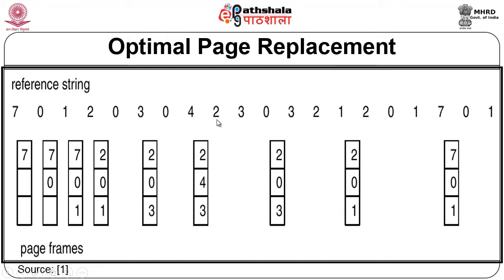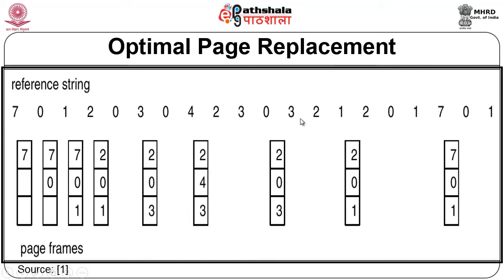And the next reference is to page 2, it is already present in main memory. To page 3 next, page 3 is also already present. Then you have 0. It is not present in the main memory. Also, there is no free frame here. So, you need to choose 1 among 2, 4 and 3. So, 3 will be used, then 2 will be used. And 4 is not going to be used. So, 4 is the one that is chosen for replacement. 4 is moved out and 0 is brought into that place.